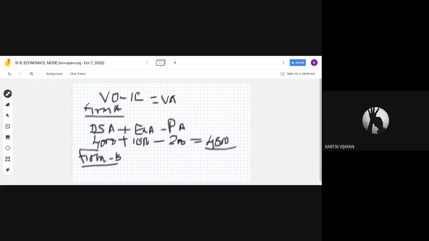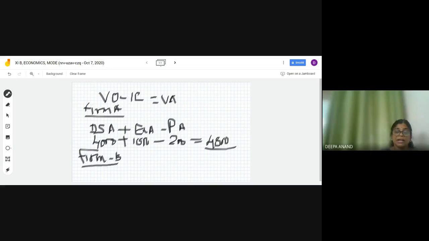I'm solving in 1 minute. You have to write firm B first. What will you write? What is written in the question? Sales by firm B and purchase by firm B. So here you will write sales by firm B. Sales means output. Sales by firm B. Purchase by firm B means it is intermediate consumption. What is the amount?